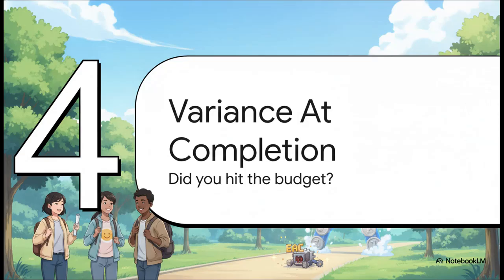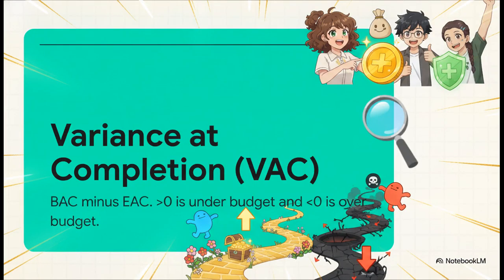Section 4, variance at completion. Did you hit the budget? After defeating the EAC boss, variance at completion, or VAC, is going to feel like a total walk in the park. It answers one very simple question. At the end of the day, did you hit the budget?